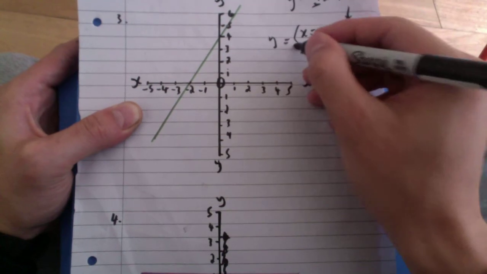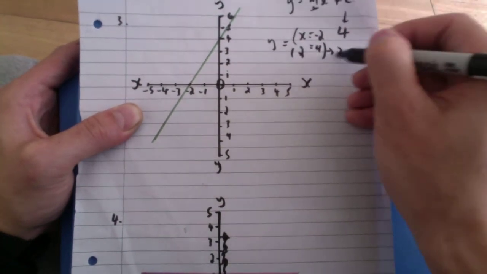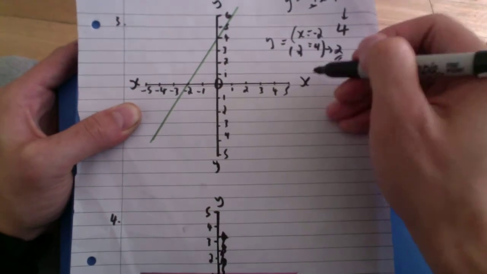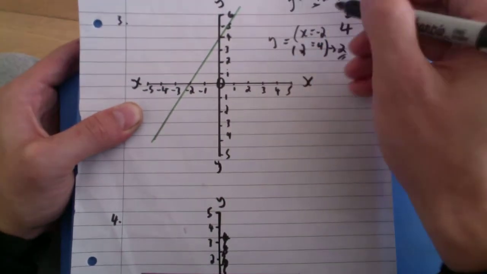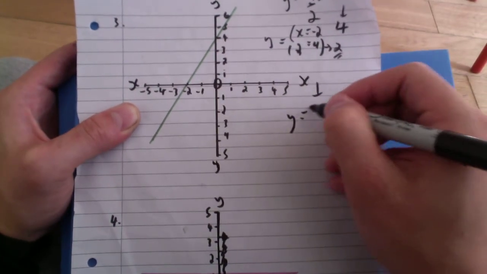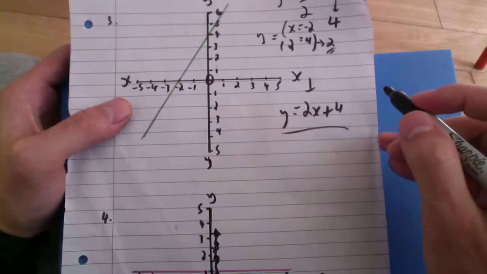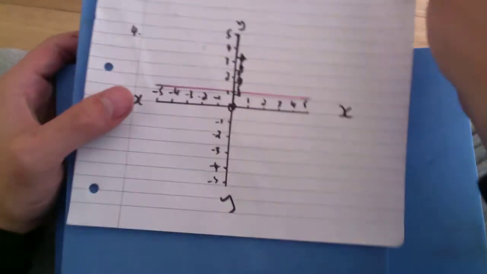Again, you find the gradient by the ratio between 4 and 2, which is 2, because 2 divided by 4 is 2. So you get y equals 2x plus 4. Alright, let me move on to the next one.